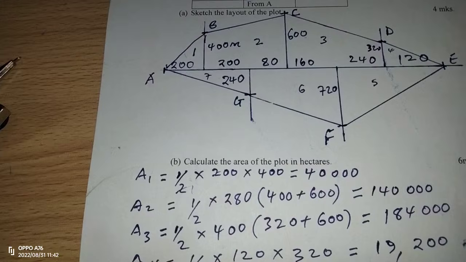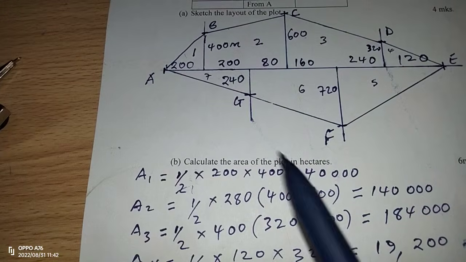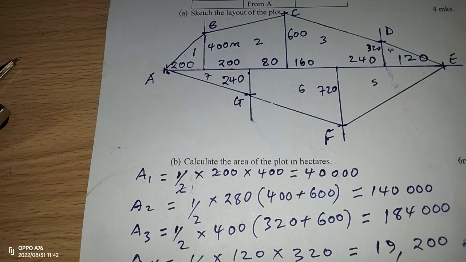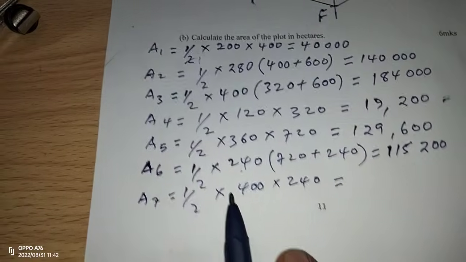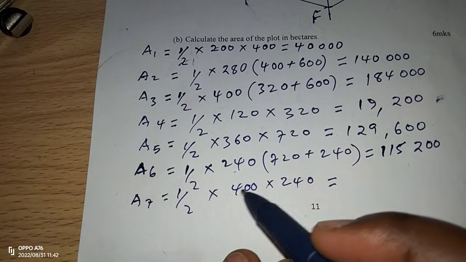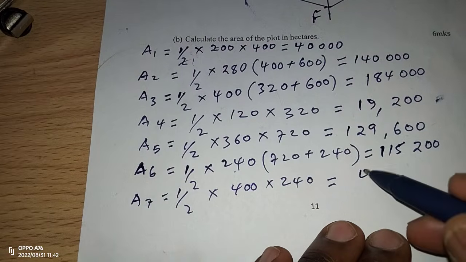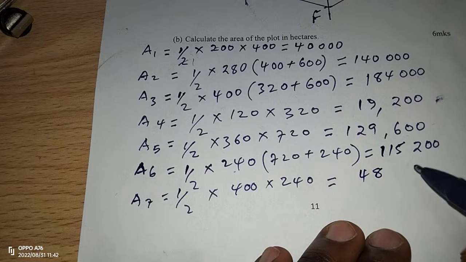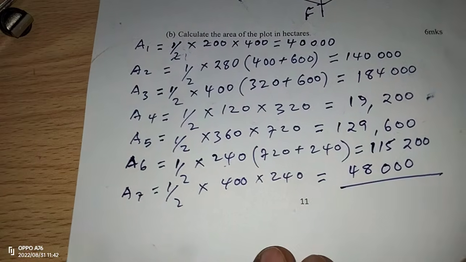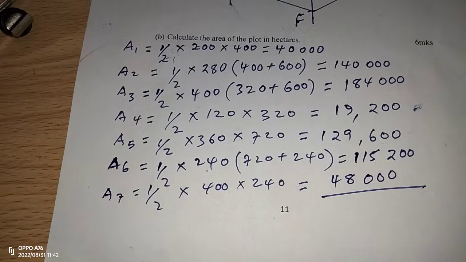Area 7 finally. Area 7 is triangular. Therefore, half multiplied by the base here, which is 400, and the height of 240. This is going to give us 200 multiplied by 240. 200 because half of 400 is 200. This will give 48,000, sorry. So now we get the total area when we add up all the areas in square meters.